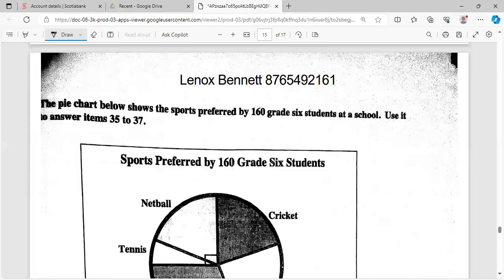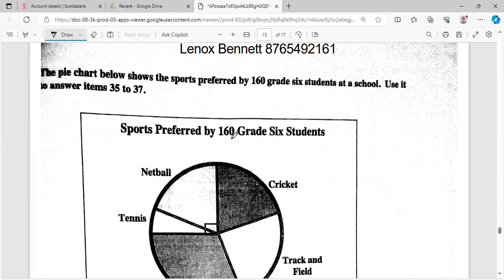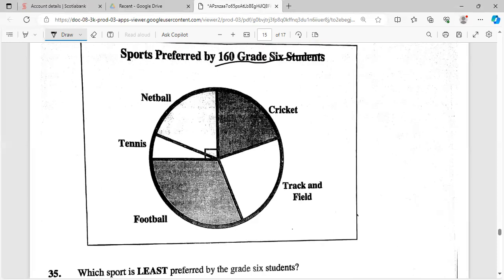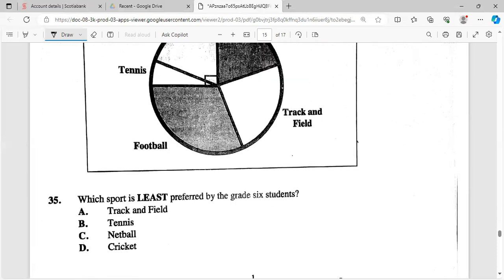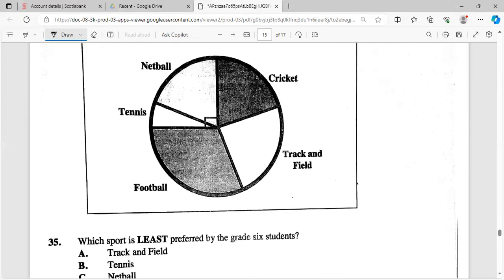Alright, let's look at 35. The pie chart below shows the sport preferred by 160 grade 6 students at a school. Use it to answer items 35 to 37. So note the number carefully, it's 160 students. And 35 says, which sport is least preferred by the grade 6 students? Let me just go up to the chart. It would be tennis, which has the smallest space. So for the least, it would be tennis.